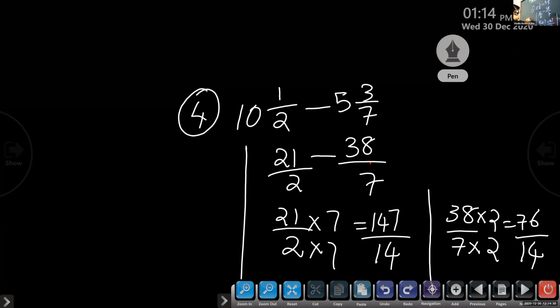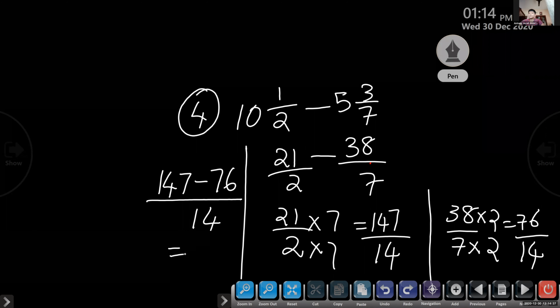Okay, here also minus. 147 minus 76 by 14. So the answer what? 71 by 14. Okay, children, all of you got the answer? Yes, ma'am. So we got question number 3, that is 46 by 21. Question number 4, 71 by 14. Okay, so all of you got the answers, children? Yes.